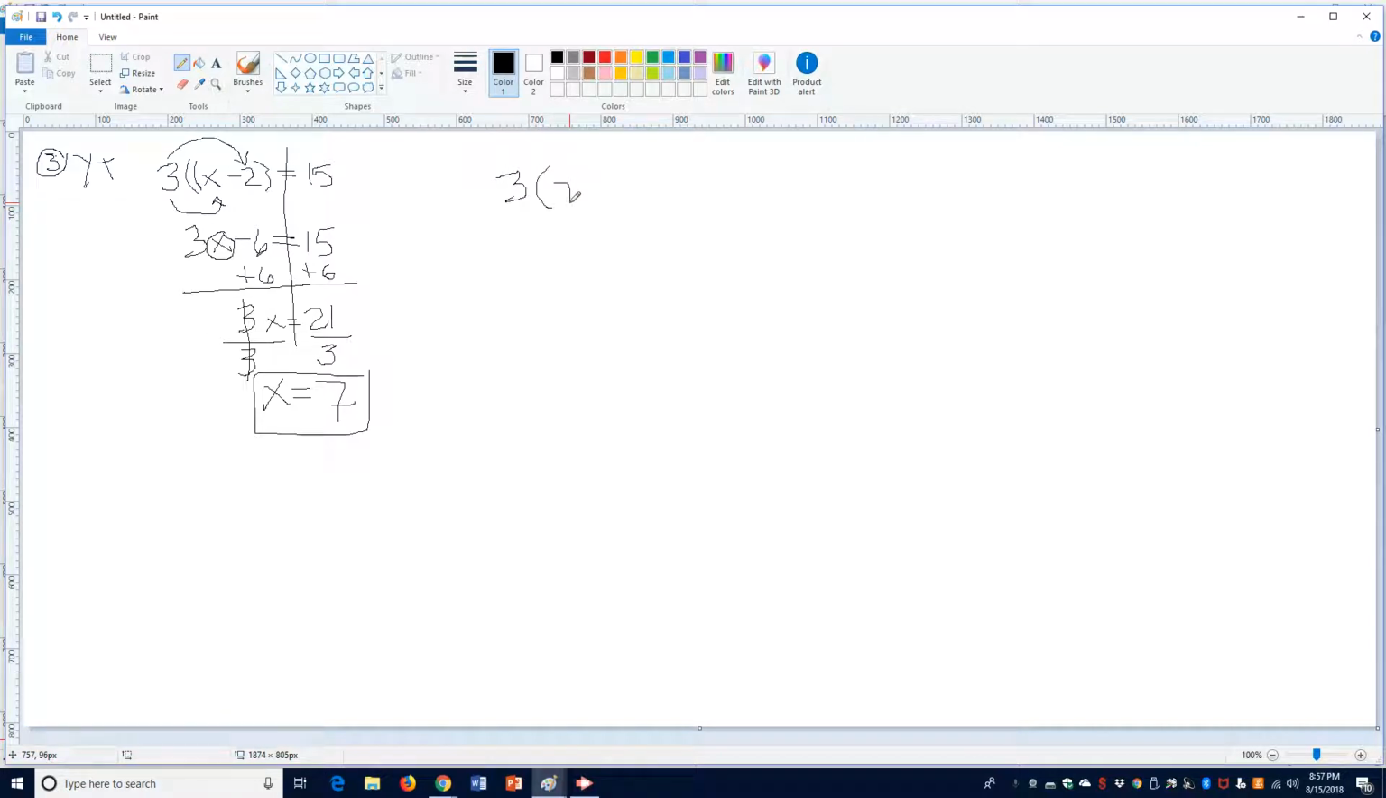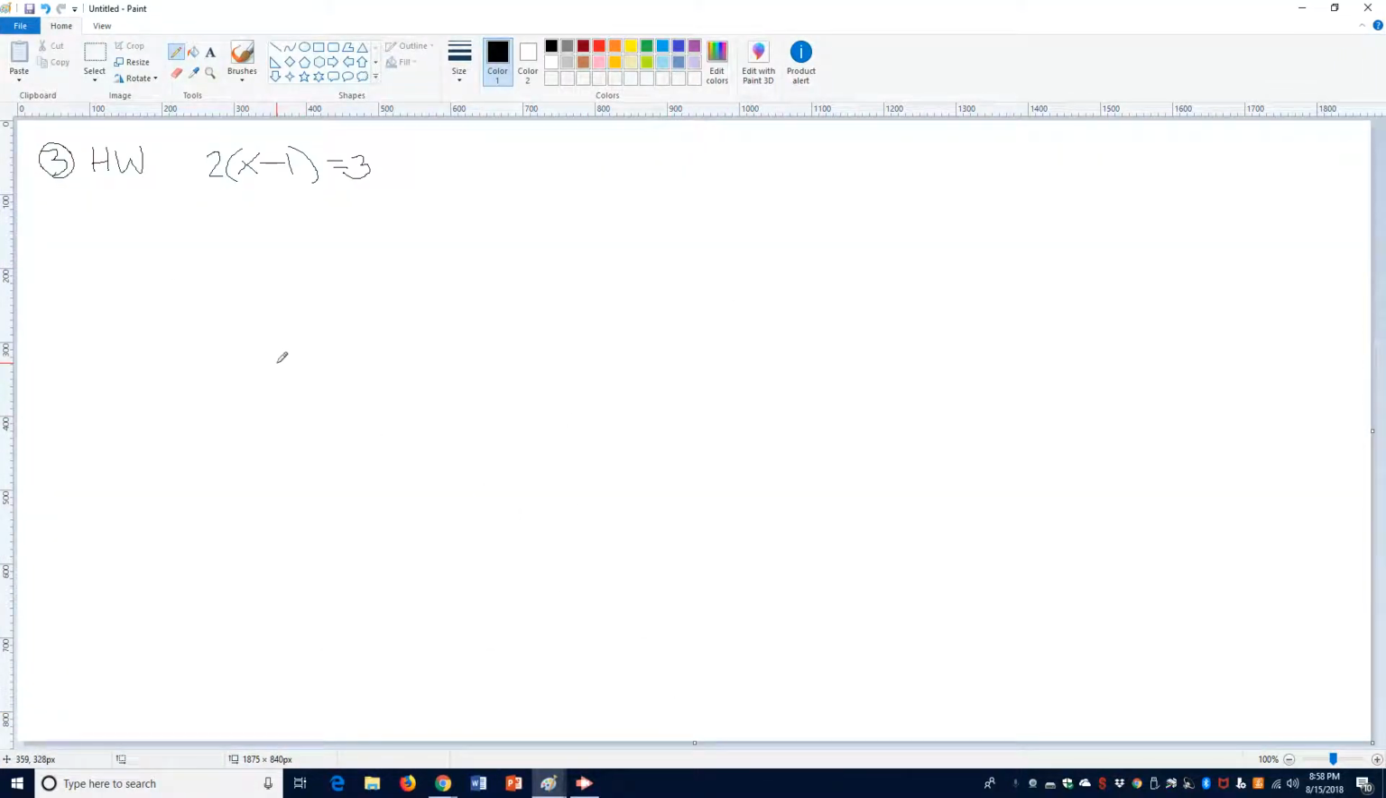Now to check it, we have 3 times the quantity. Instead of an x, I'm going to put a 7 minus 2 should be equal to positive 15. We do what's in parentheses first. 7 minus 2 is 5. Bring down the parentheses. Anything right next to parentheses is multiplication. So 3 times 5 is 15, and it is, so we know it's the right answer.